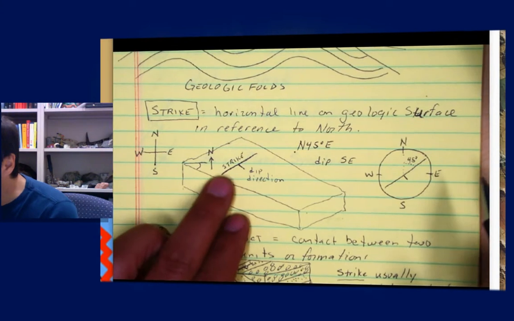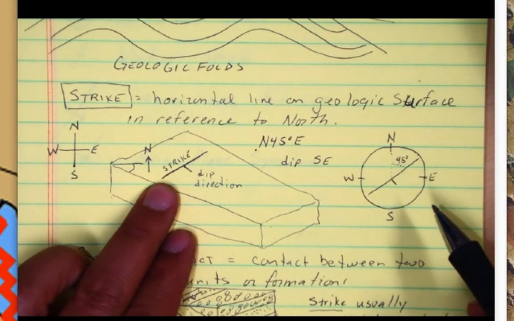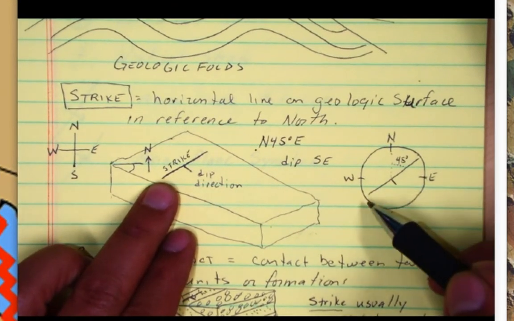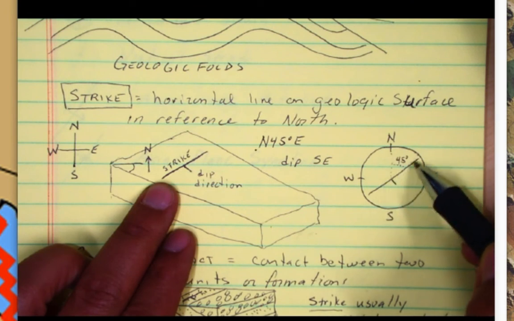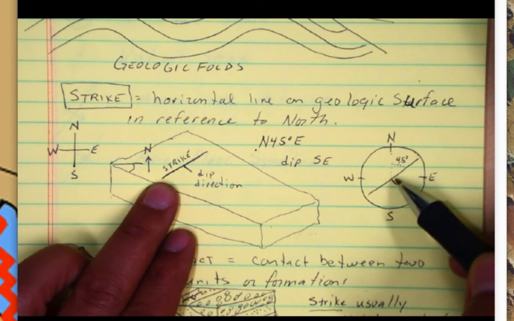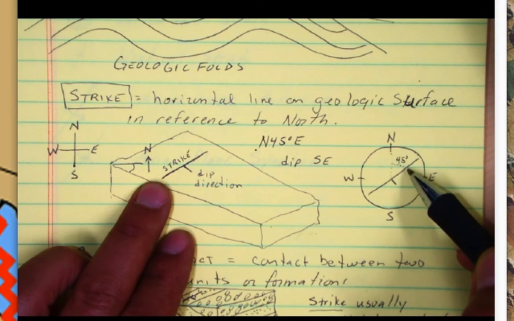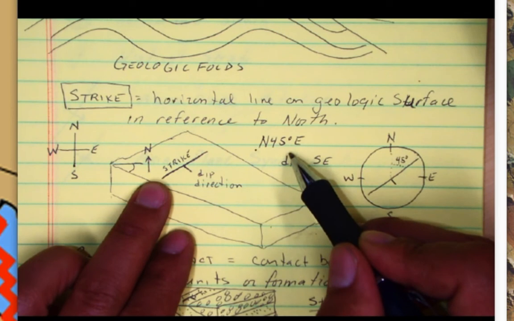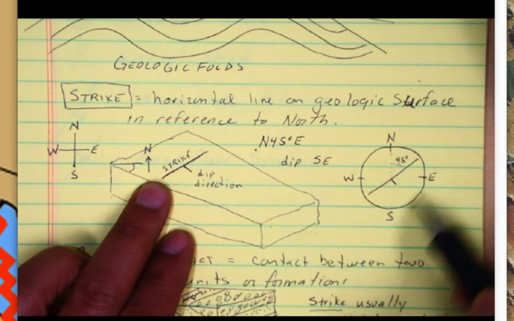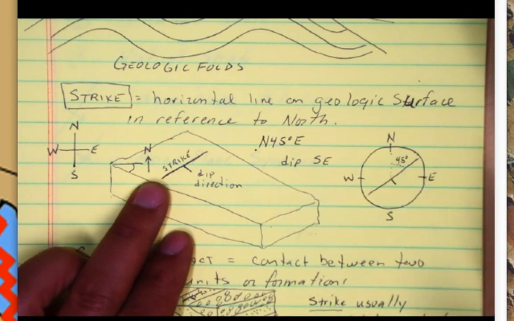So if we go back over here, the strike line, remember I said it's a compass direction. Here I have this strike symbol, and if this is north, I can measure the angle from north, and I get about 45 degrees. So the strike of this line is north 45 east, and it's dipping off in the southeast direction. That's how we measure the strike and dip.